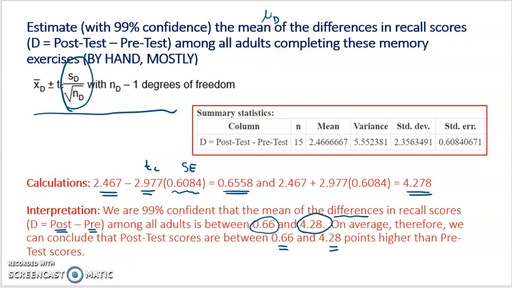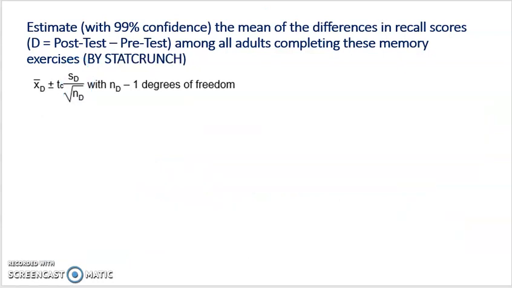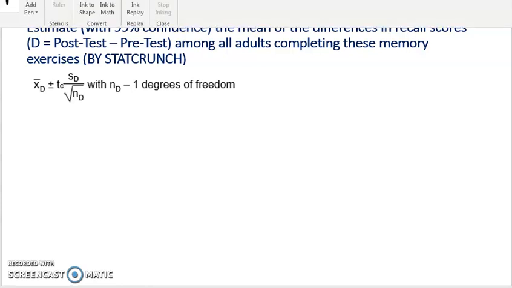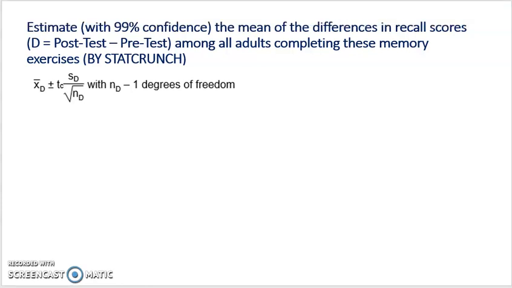That's doing this problem by hand. I will ask you to do some by hand, but with technology, we can actually shorten this process. So we're going to actually pose the same question, and I'll show you how to generate the confidence interval with StatCrunch. As with all problems that you do a confidence interval, the first thing you want to start with is give me the formula. You're doing a confidence interval for the mean of dependent samples.